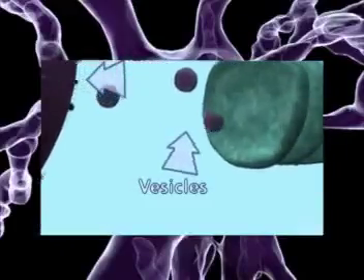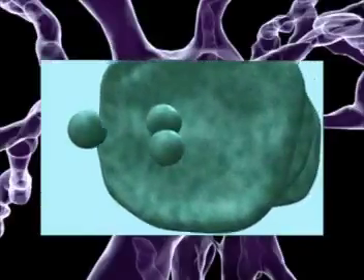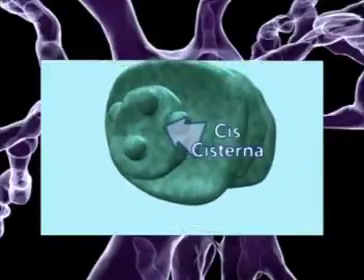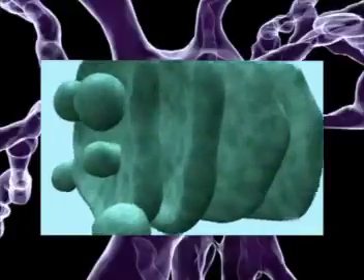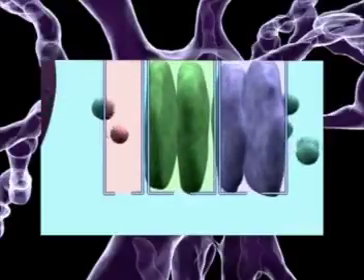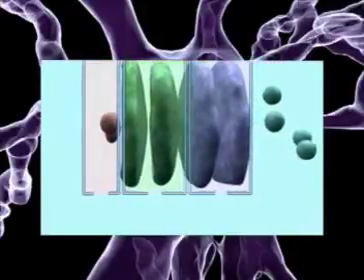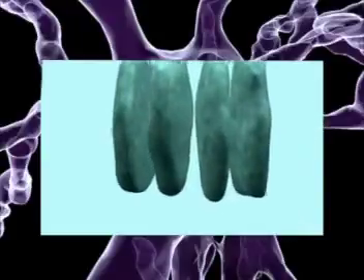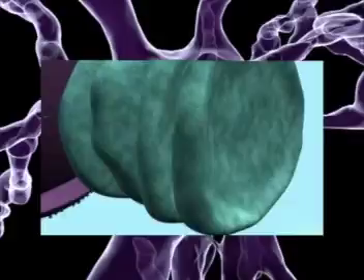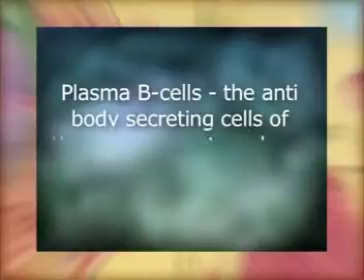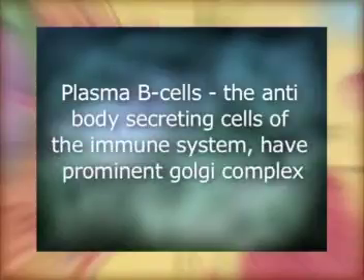The vesicles that leave the rough endoplasmic reticulum are transported to the cis face of the Golgi apparatus, where they fuse with the Golgi membrane and empty their contents into the lumen. Once inside, they are modified, sorted and shipped towards their final destination. As such, the Golgi apparatus tends to be more prominent and numerous in cells synthesizing and secreting many substances. Plasma B cells, the antibody secreting cells of the immune system, have a prominent Golgi complex.